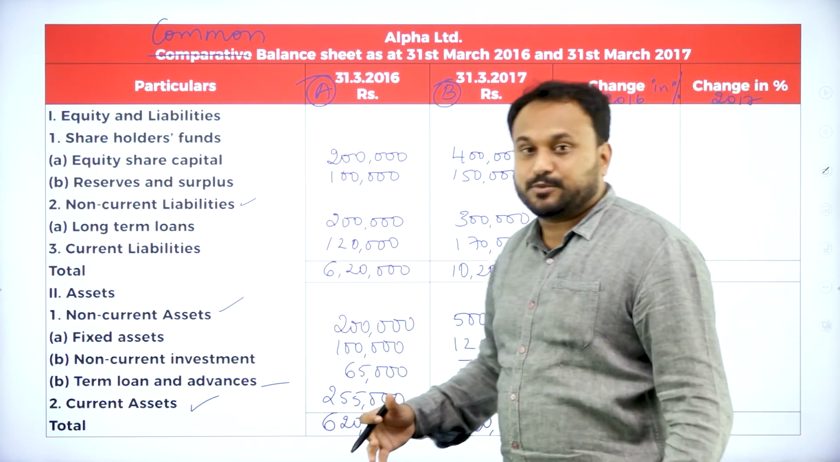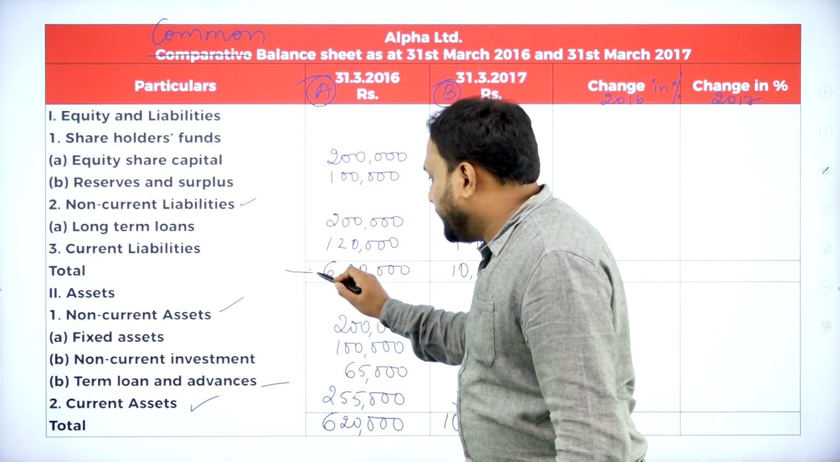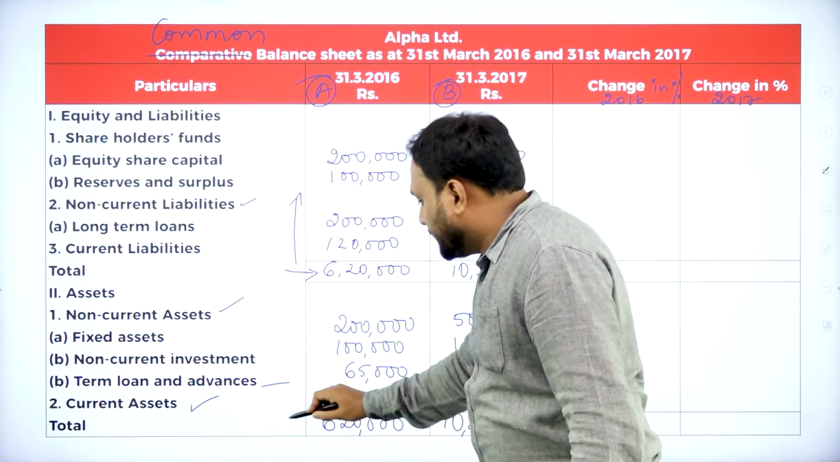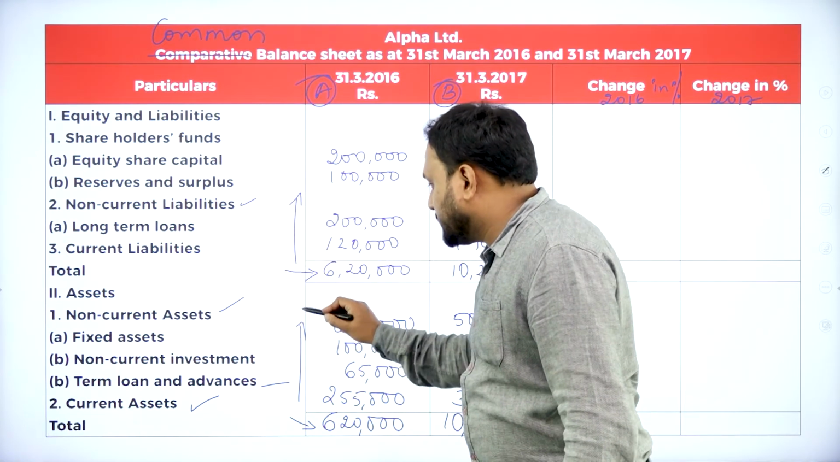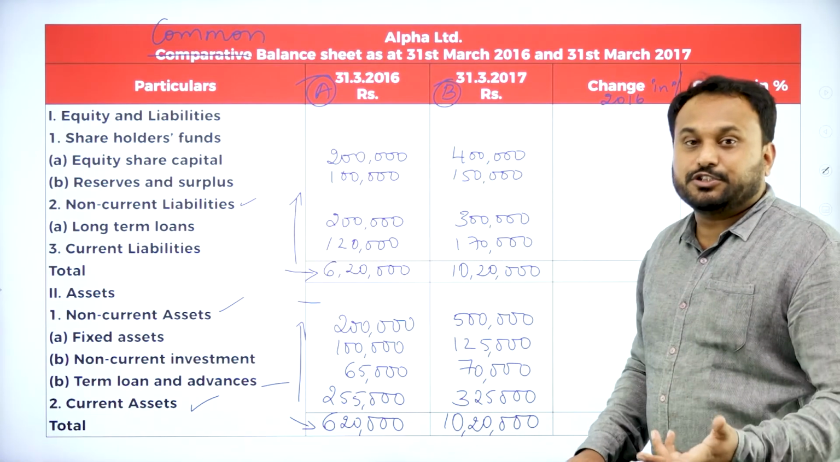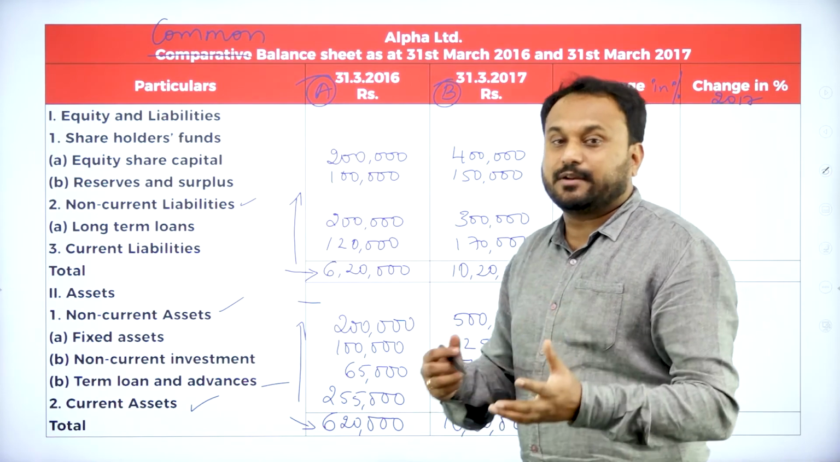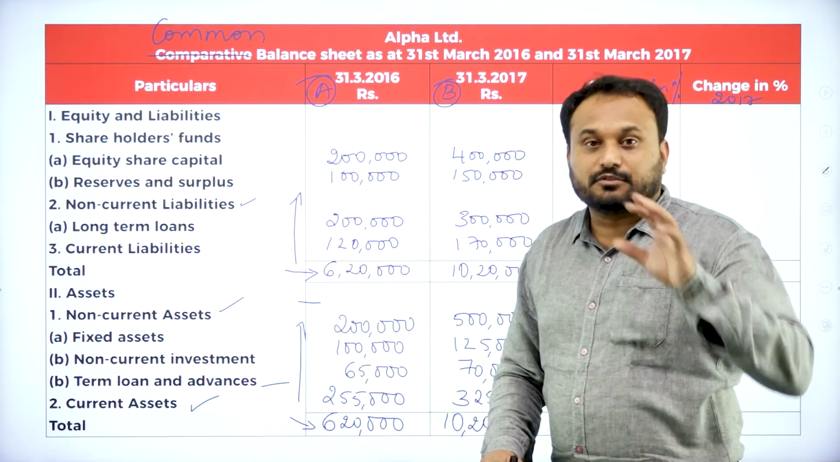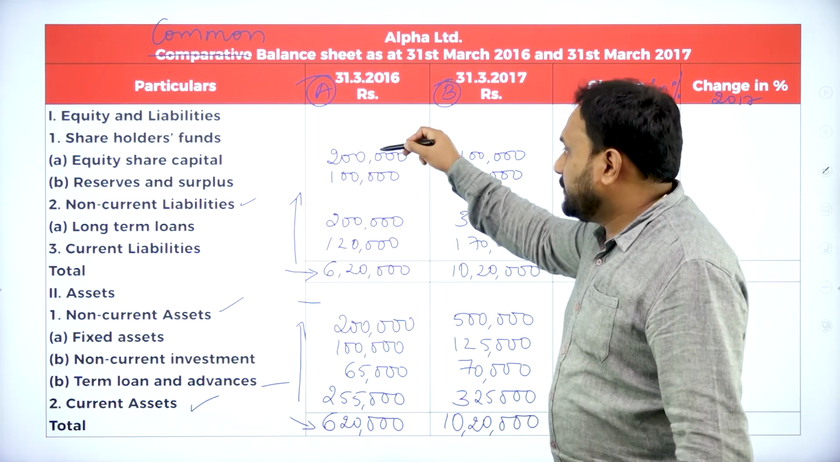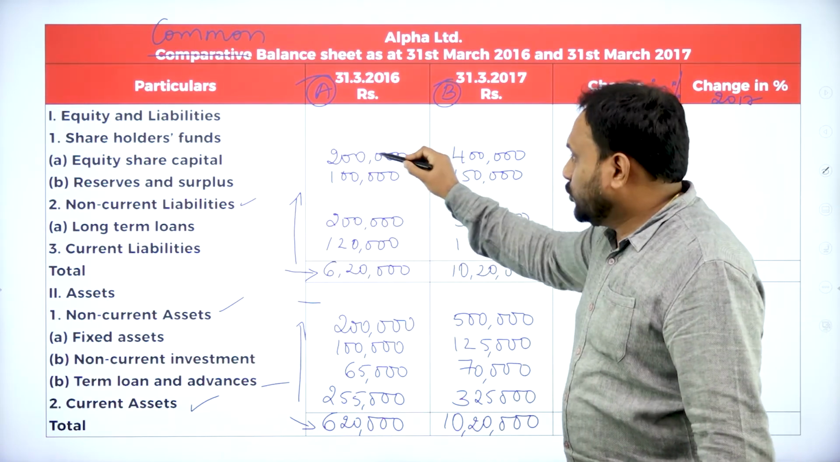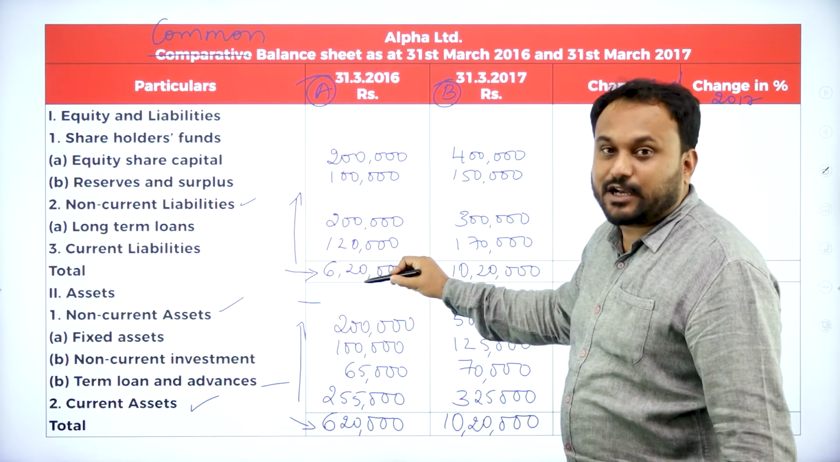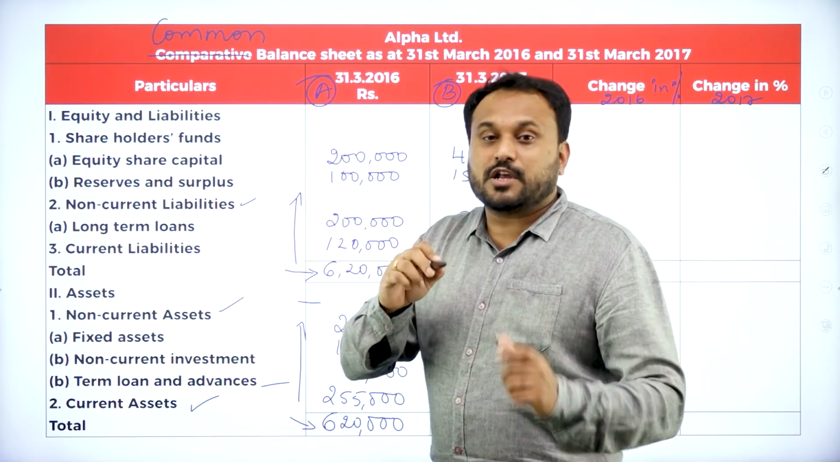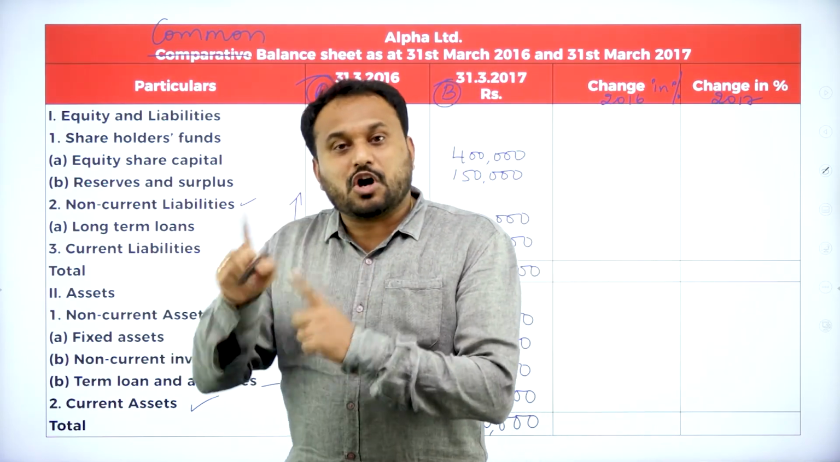So what exactly we are supposed to do is, this is the base for all these. What we should do is take percentage. What is the calculation here? Base 6,20,000 is there, right? That will be the denominator and these will be the numerators. That means 2 lakh divided by 6,20,000. Now we are not going with comparative, we are going with the common statement.